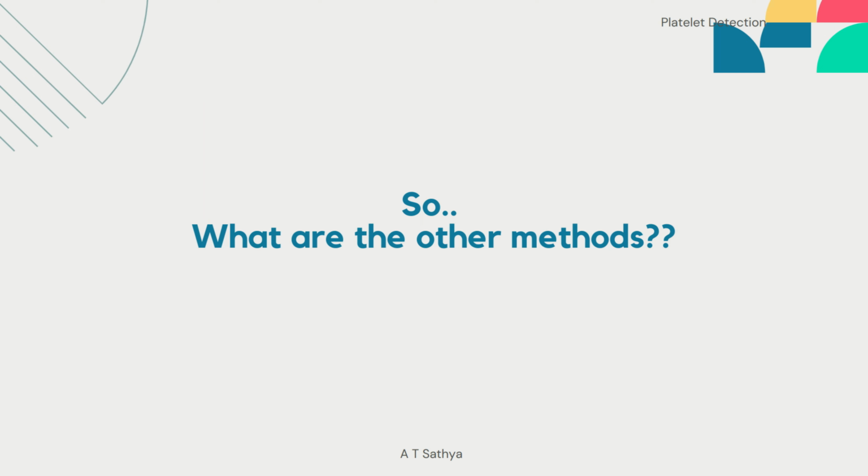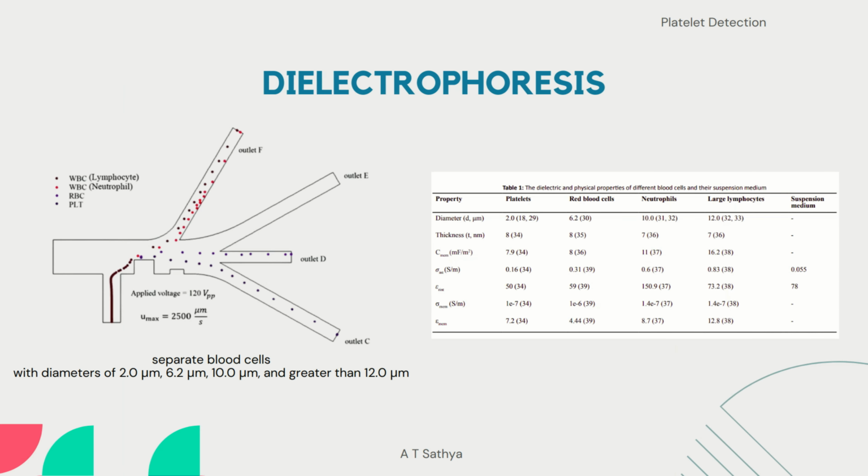So beyond impedance, alternative methods for platelet detection include optical platelet analysis, flow cytometry, and dielectrophoresis. Each offers unique advantages in accuracy and specificity. So let's dive into dielectrophoresis and its role in platelet detection.